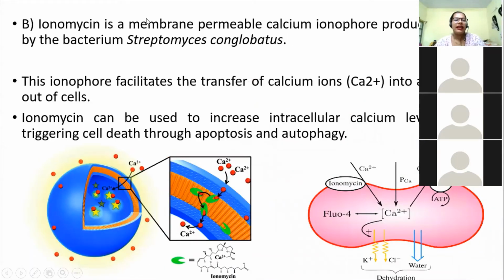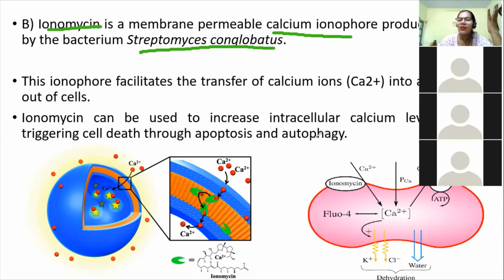Okay. Next example is ionomycin. So now we talked about calcimycin. The next one is about ionomycin. So ionomycin is a membrane permeable calcium ionophore produced by the bacterium Streptomyces conglobatus. Okay. Now it facilitates the transfer of calcium ions into and out of the cells. It can be used to increase intracellular calcium levels, triggering cell death through apoptosis and autophagy.